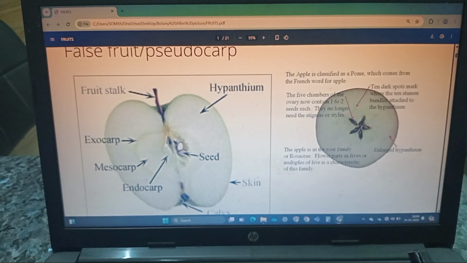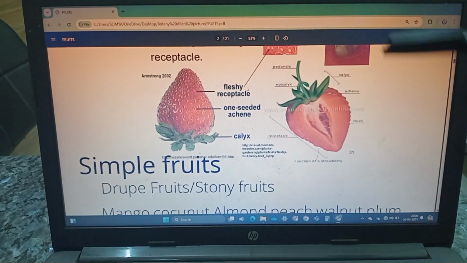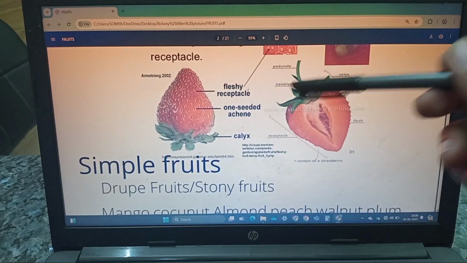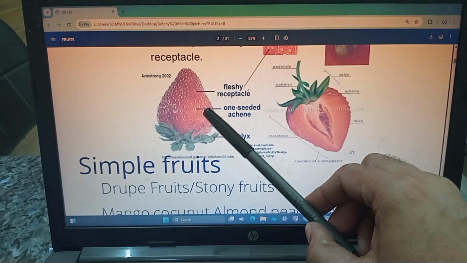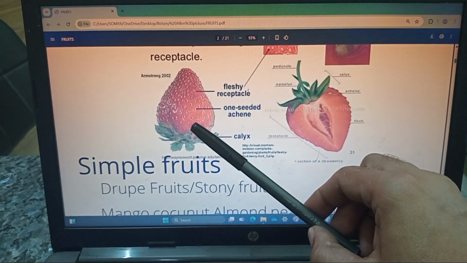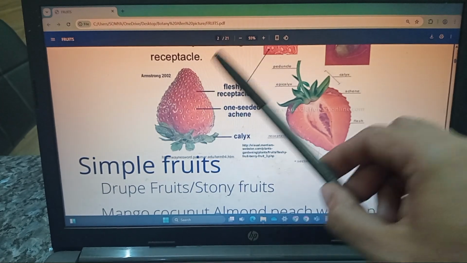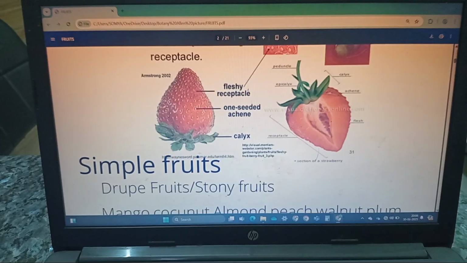We see later the strawberry is also a false fruit. In strawberry, what we are eating is this part, whereas the actual fruit is these small spots. These are the achenes, one-seeded achenes. So what you're eating in the false fruit is not the wall of the ovary.